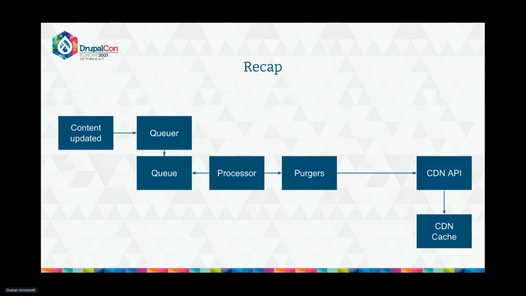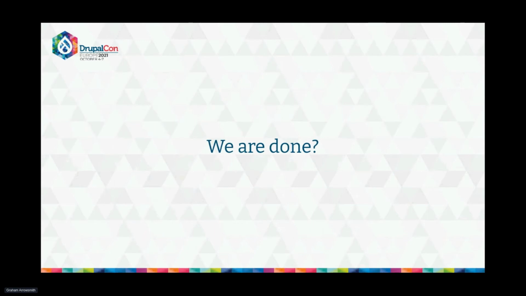Yep. So the complete process looks like: content gets updated, then data passes to the queuer, then from the queuer it goes to the queue, then the processor on some event fires and pulls the data out of the queue, then sends it to the purgers, then the purgers fire the API call to the CDN API, which clears the cache. And with this, we should be done with our purge process. Right. So we're done. I can validate using tags.